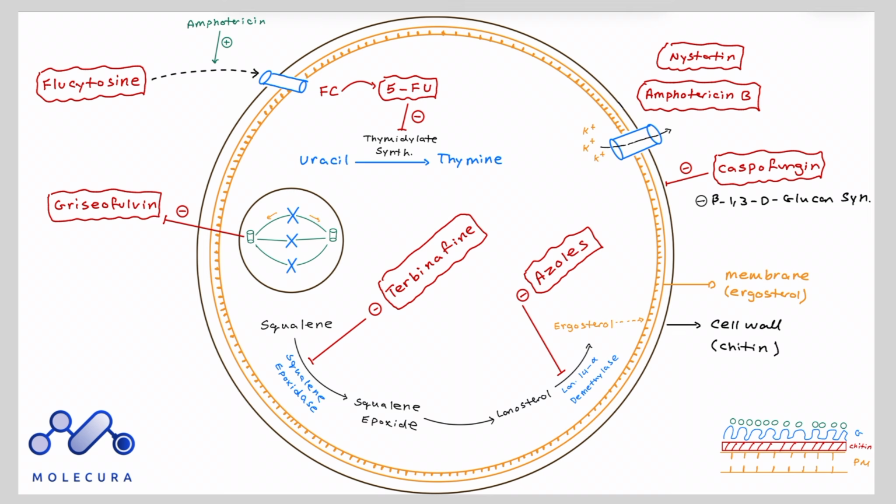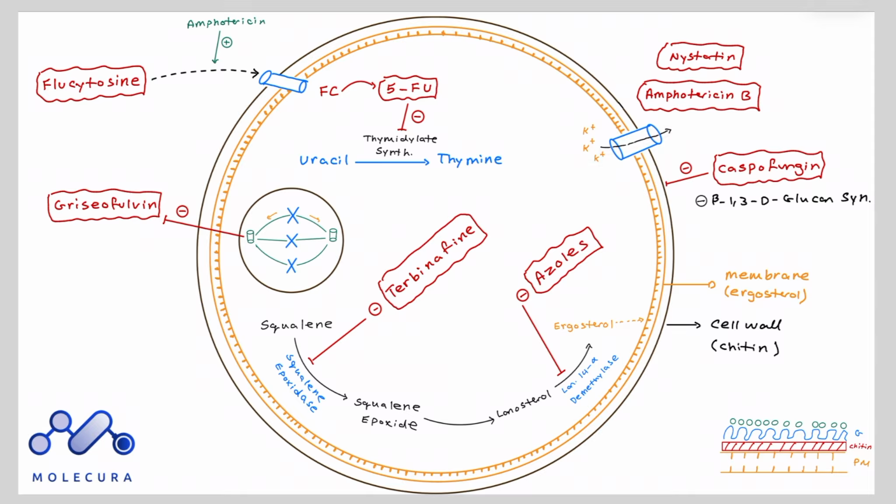Just to wrap up the video, we're going to be going through each one of them very quickly as a recap. So the first one we talked about is amphotericin B and nystatin. Amphotericin B is going to be creating pores in the cell membrane of the fungal cell. These pores are going to cause leakage of electrolytes like potassium outside the cell, and this will cause cell death.